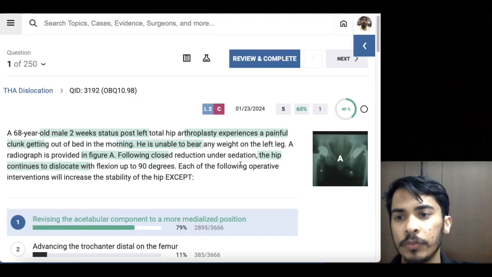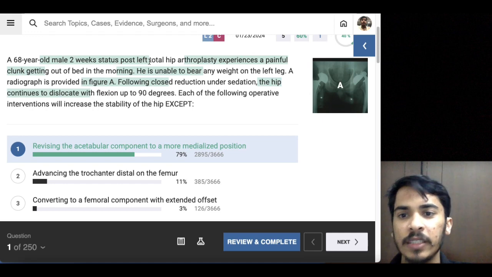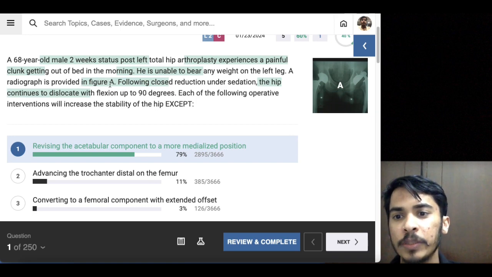Now we'll go for the first question. 68 years old male, 2 week status post left THA. Experiences a painful clang getting out of the bed in the morning. He is unable to bear any weight on the left leg. A radiograph is provided in figure A.